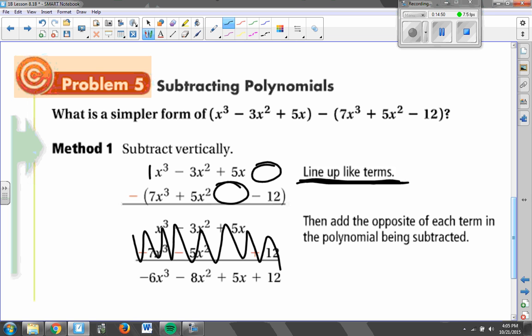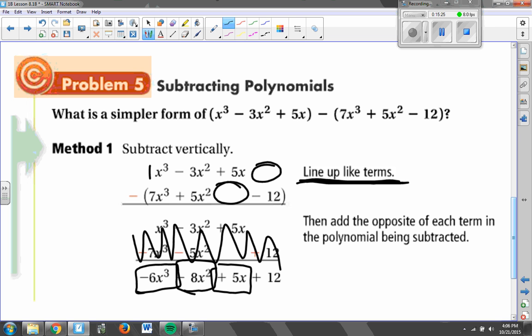So 1x to the third minus 7x to the third, we get negative 6x to the third. Yes? If I have negative 3x squared and I'm minus 5x squared, negative 3 minus 5 more gives me a negative 8x squared down here. Right? Positive 5x minus 0, I'm not taking away anything from my positive 5x. Sorry, that's positive 5x, not positive 5x squared. So I'm just left with exactly what I had, plus 5x.